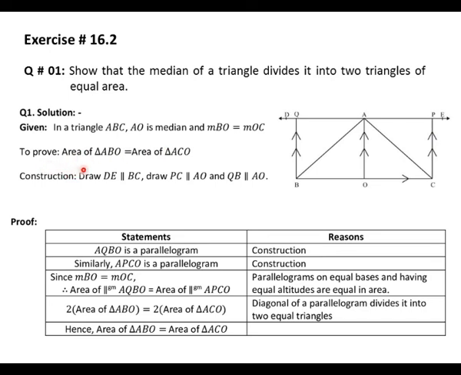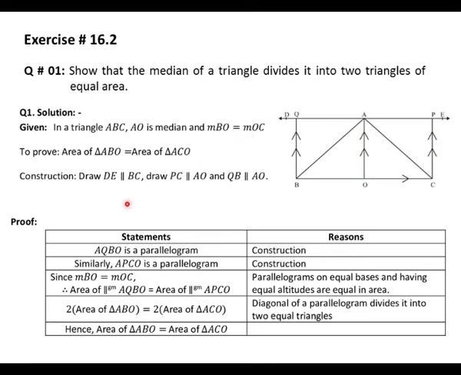In the construction, we draw DE parallel to BC. This is D and this is E. So this is the straight horizontal line we are drawing parallel to BC. Further, draw PC parallel to AO. This is AO, this is PC. So we are drawing this PC parallel to AO, and QB parallel to AO as well. So on this side we are drawing QB parallel to AO.